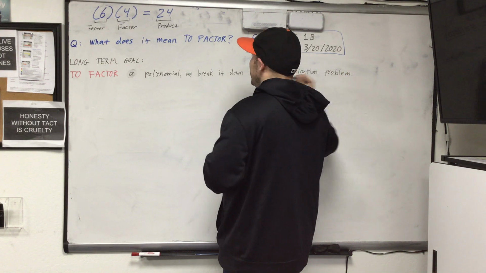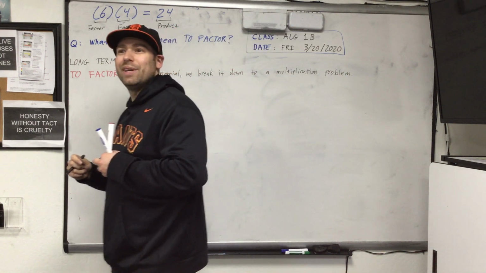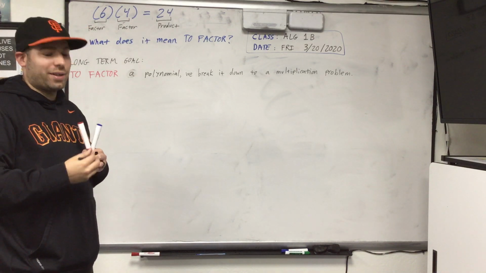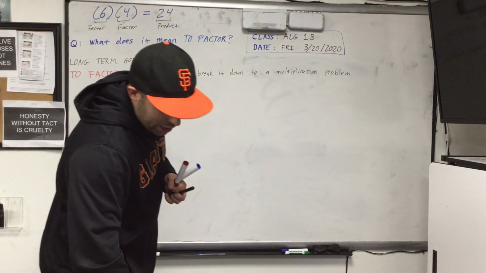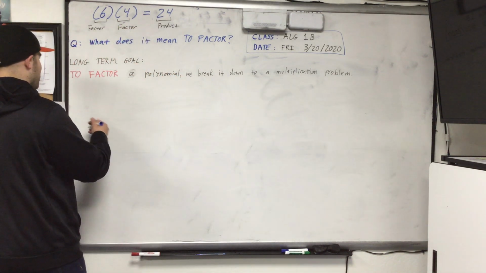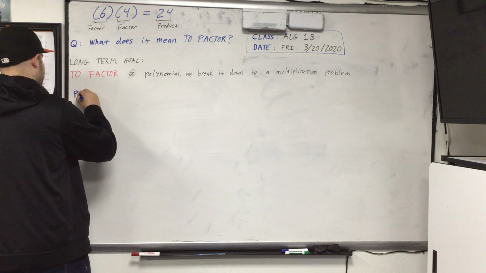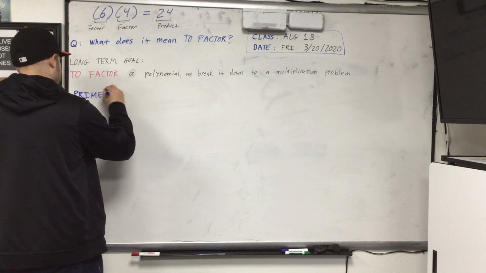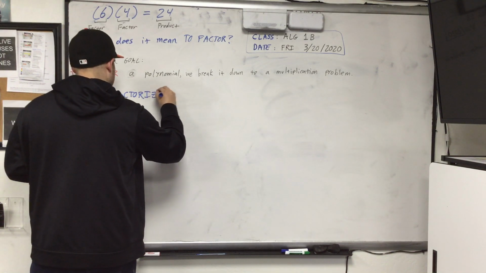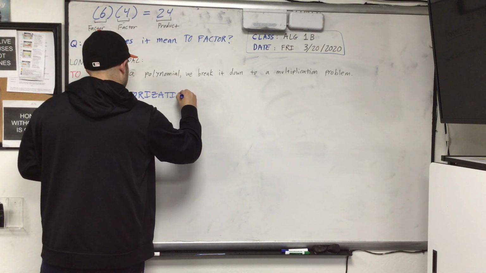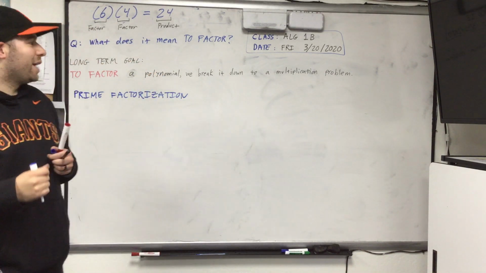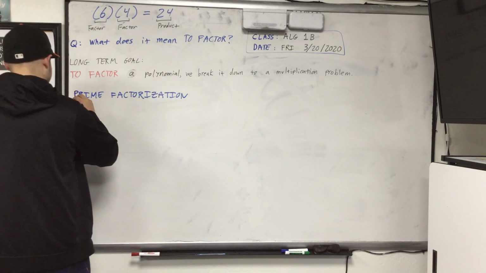Okay? The goal is to make it into a multiplication problem because it serves a higher purpose when you go into Algebra 2 and Pre-Calc and Calc. Okay? Now, before we go on to that, you might have learned something called prime factorization. In other words, you want to break a whole number down into its prime factors.